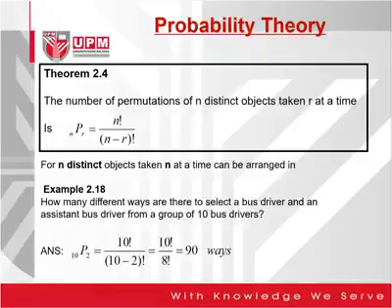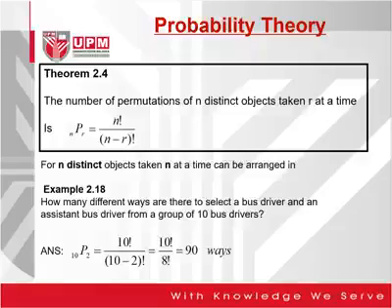Now we have example 2.18. How many different ways are there to select a bus driver and a co-driver from a group of 10? You have 10 persons, but you only have 2 positions. So you can imagine that there are 2 boxes. The first box is for you to select one person as the driver. The second box represents the co-driver. For the first, the driver, there are 10 choices. When you come to the second one, there are 9 choices. 10 multiplied by 9 equals 90.